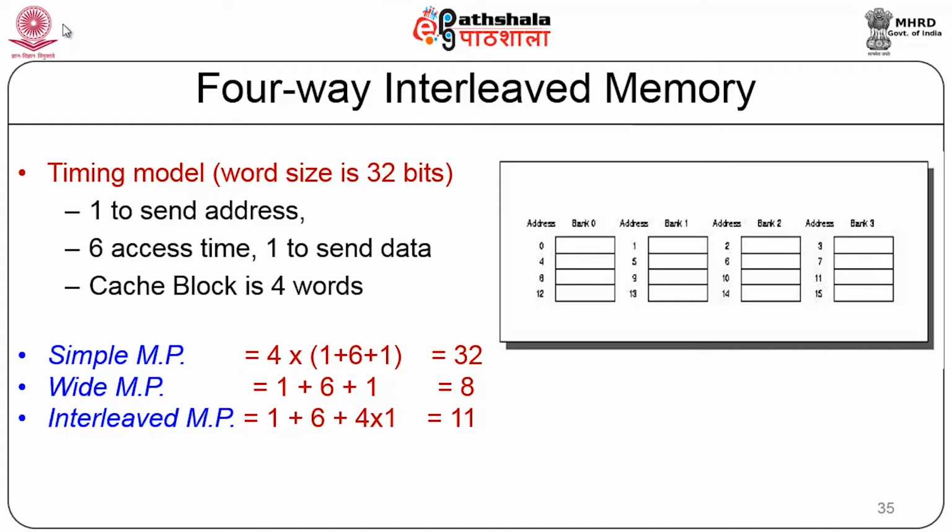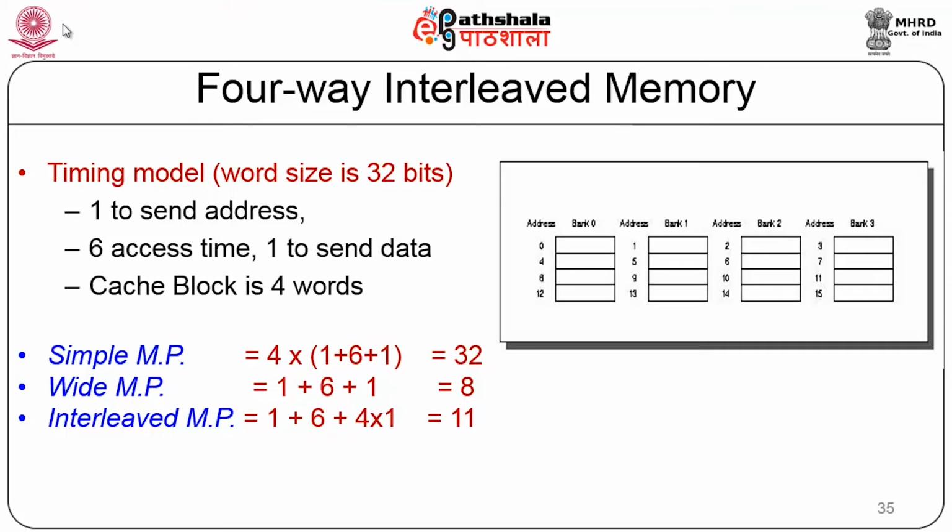If you are looking at a wide main memory, it is 1 clock cycle to send the address, and everything is accessed in one go because it is a wide main memory. So it takes only 6 clock cycles to access and 1 clock cycle to send back the data, but it is very expensive. Remember I pointed out that it is very expensive. So that takes 8 clock cycles.